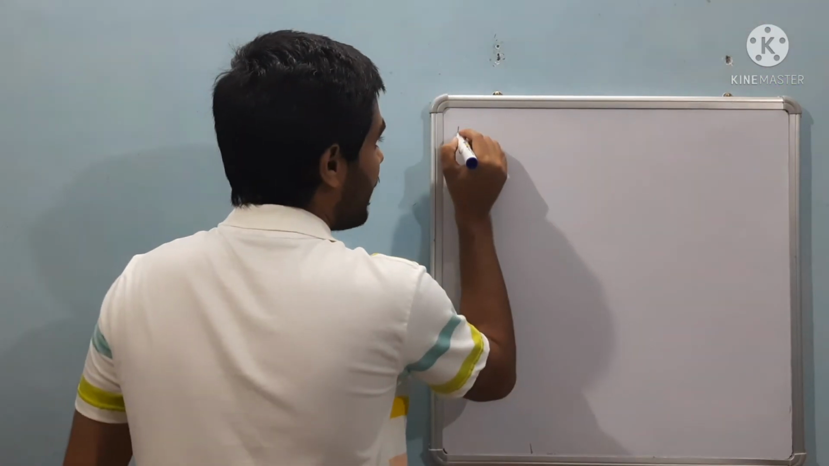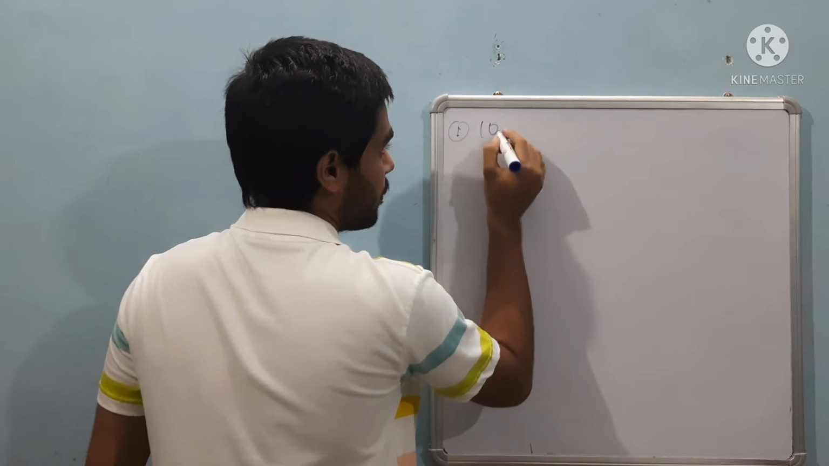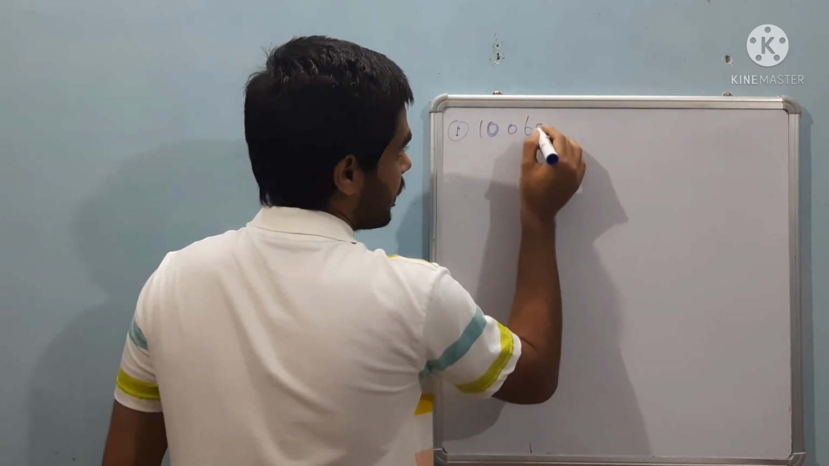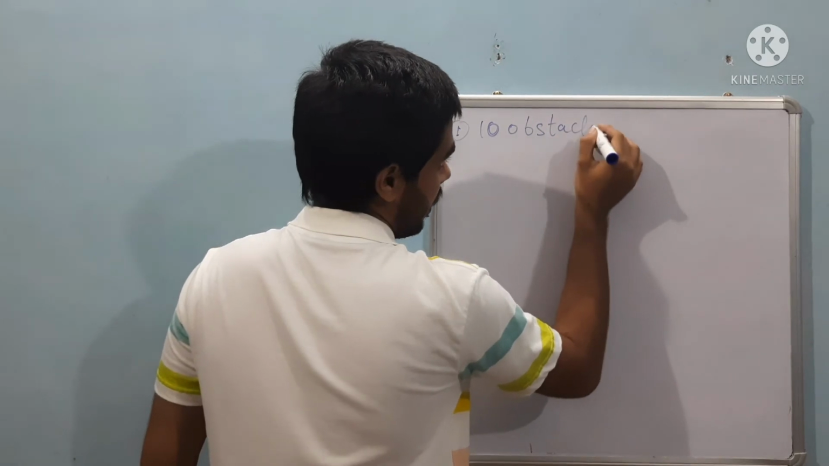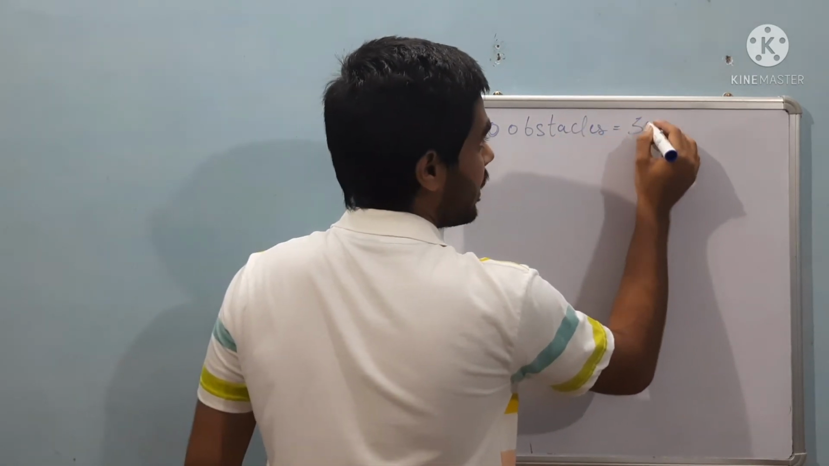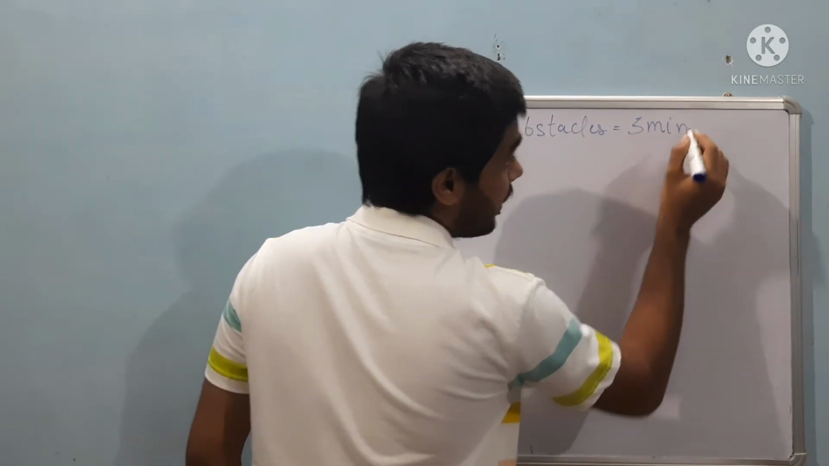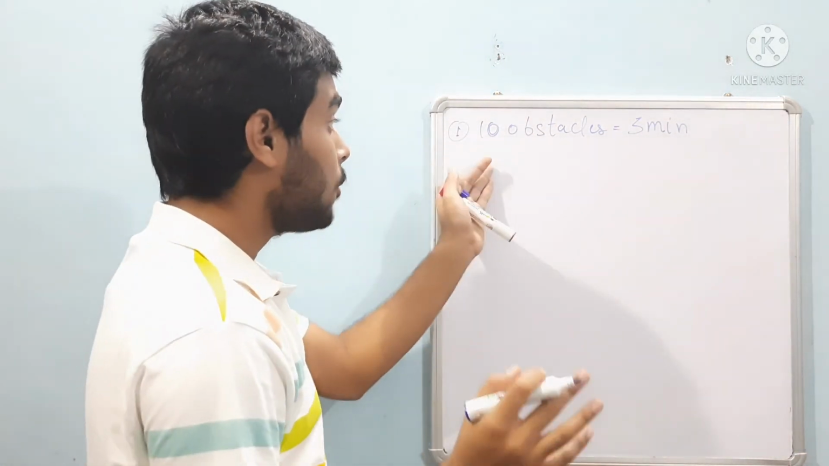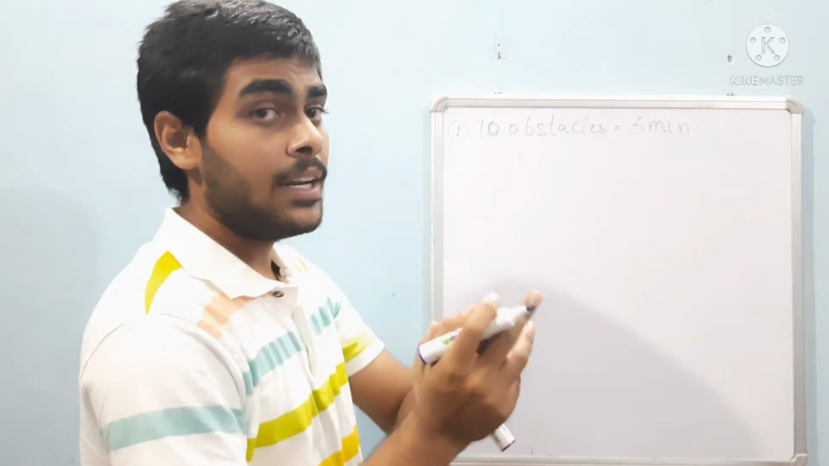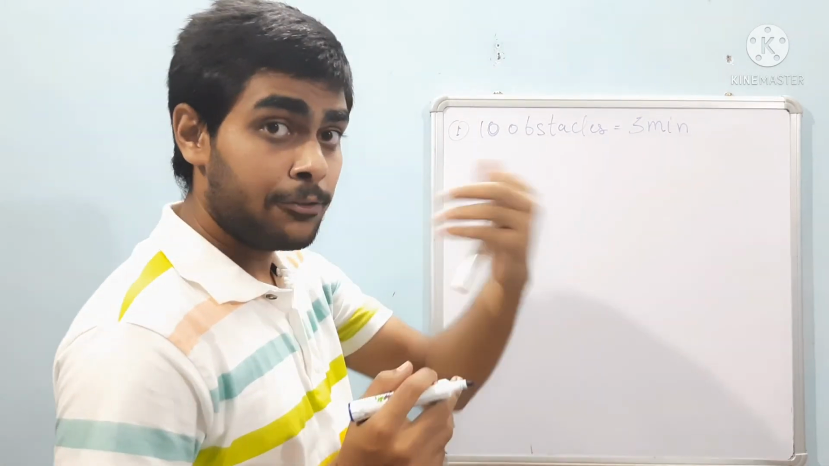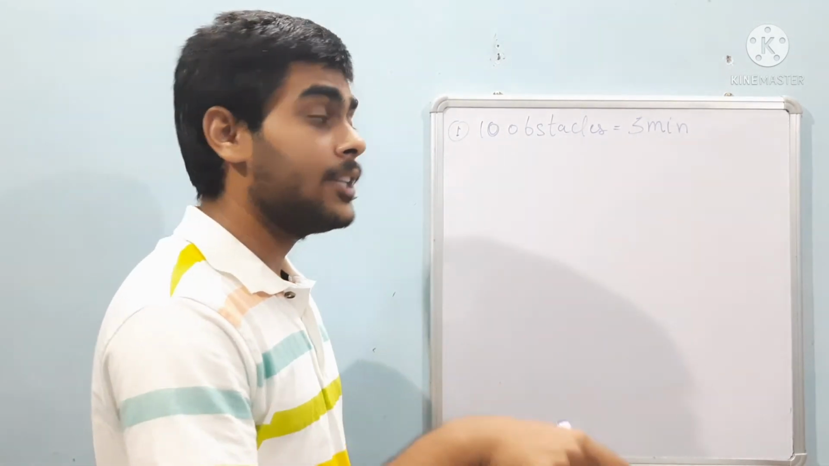Number one rule, there will be 10 individual obstacles and time will be given 3 minutes. And if you cross the 10 obstacles before 3 minutes, then with the extra time which is left in your hand, you can repeat the obstacles.